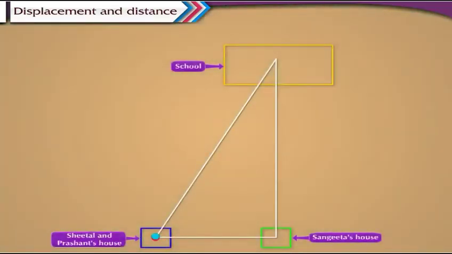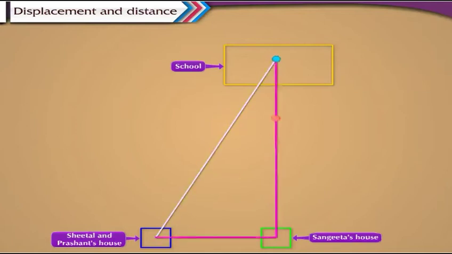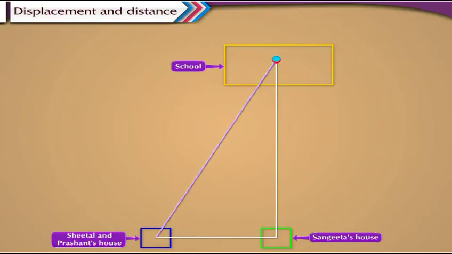From this example, it is clear that there is a difference between the distance traveled and the actual distance in a straight line. The distance traveled can vary due to the different routes, while the actual distance through the straight route remains constant. Let us understand the terms used in this example for the distance traveled by Sheetal and Prashant and the actual distance from their home to the school.